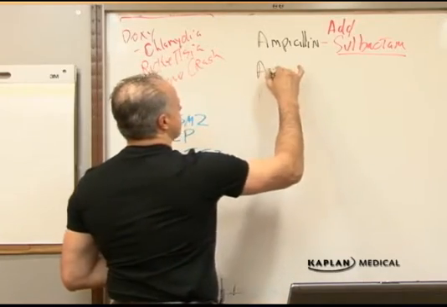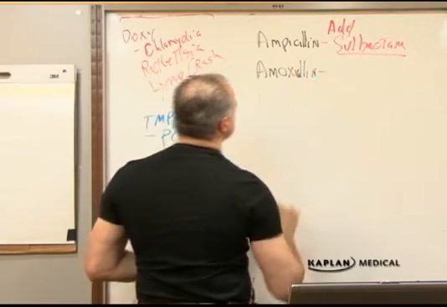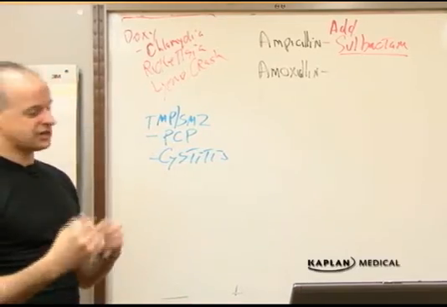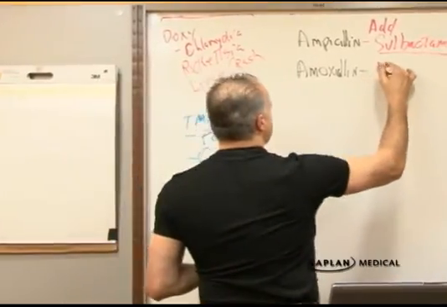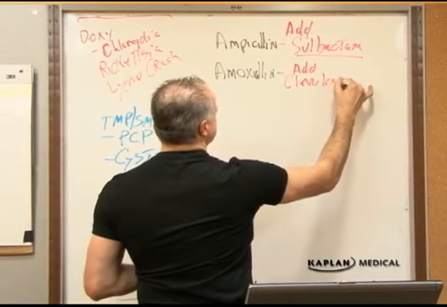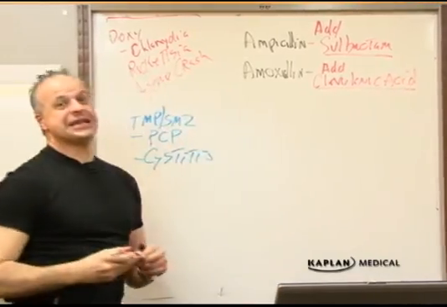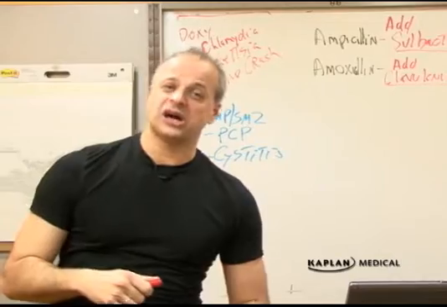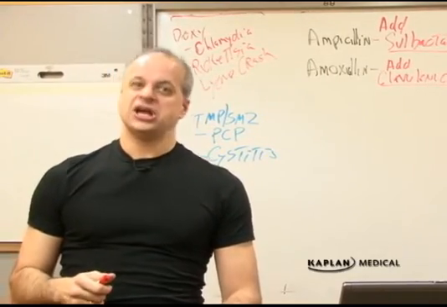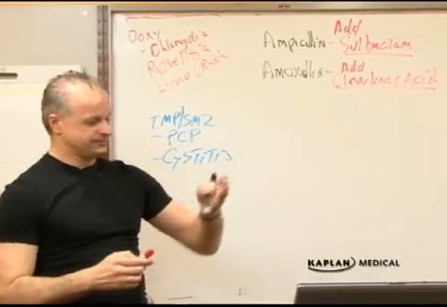Now, the problem with amoxicillin is that amoxicillin does not cover staphylococcus. So we add to our amoxicillin clavulanic acid. And when we add the clavulanic acid, it adds staphylococcal coverage and expands the gram-negative coverage. Amoxicillin and clavulanic acid is known as Augmentin.